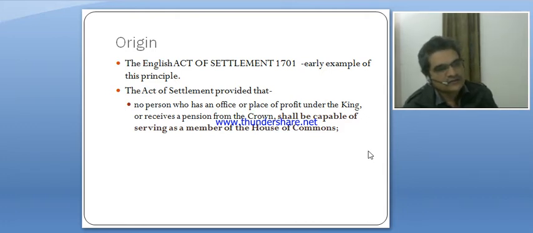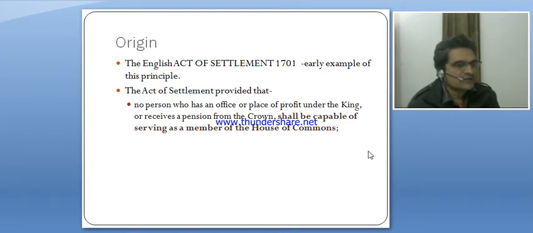The idea behind this was that if he is employed by the king or is under the patronage of the king, he may not be able to discharge his functions in a fair and impartial manner without being influenced by the preferences of the king. So the idea was to strengthen democracy and to ensure that public representatives are able to freely participate in the discussions in the parliament or in the house.